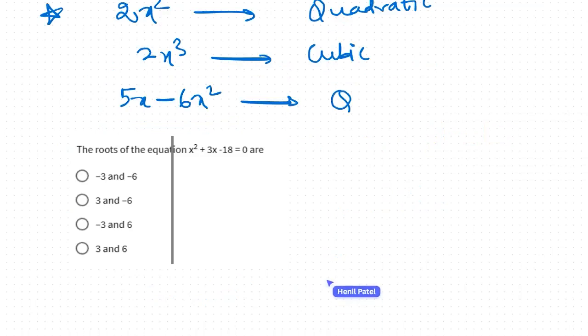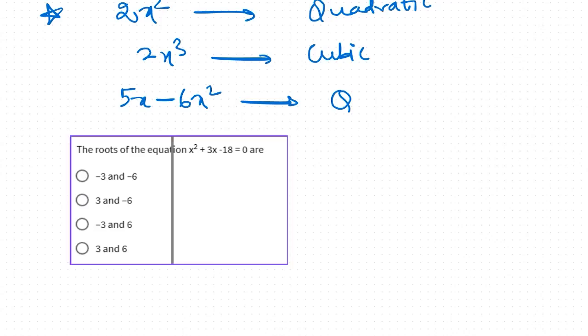The roots of equations. x square plus 3x minus 18 equals 0. A equals 1, B equals 3, C equals minus 18. Factors: 6, 3, plus 6 minus 3.